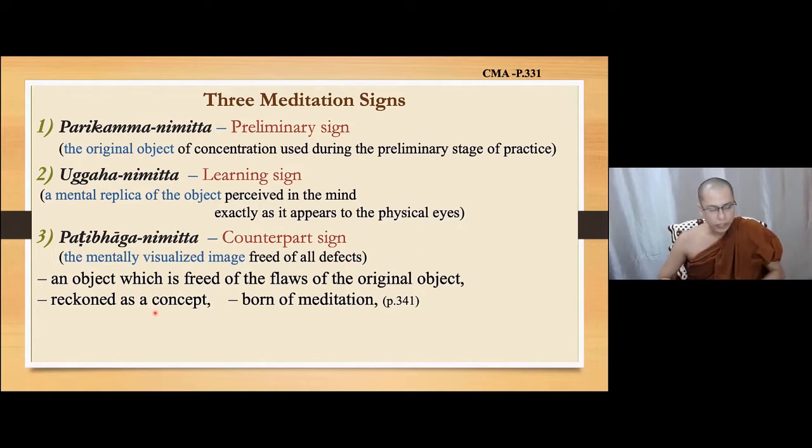And also, you cannot see the three characteristics of anicca, dukkha, anatta in the counterpart sign because that is a concept. A concept does not have the three characteristics of anicca, dukkha, anatta. So this is not an object of vipassana, not an object of insight. And also, the counterpart sign is born of the meditation. It does not really exist in the ultimate reality, and it does not really appear outside. It's just born of meditation, just a concept. So we need to know this principle of the counterpart sign, to recognize what is the counterpart sign and to distinguish it from the learning sign.